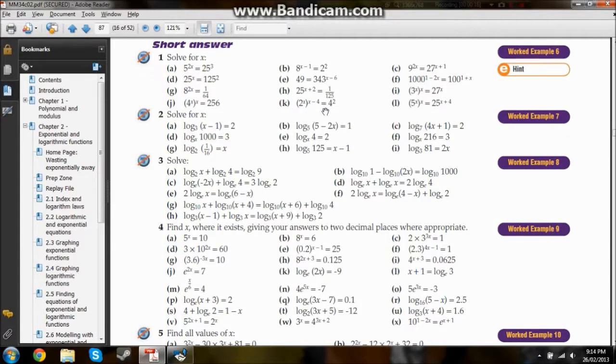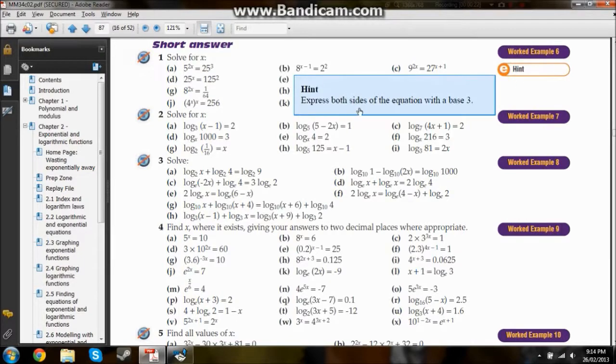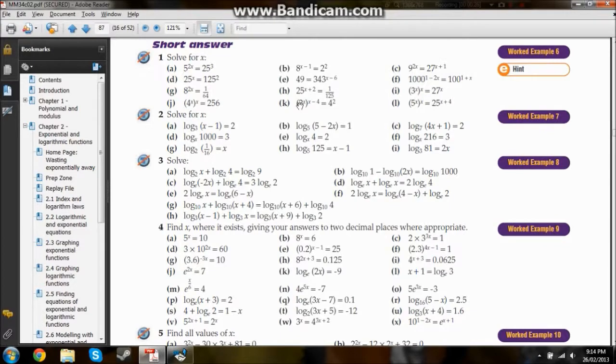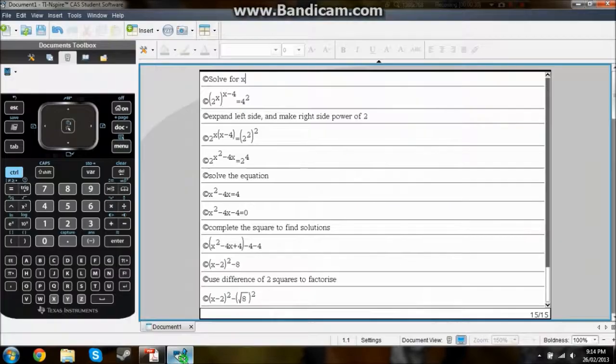What you need to do, or we can use the hint, is express both sides of the equation with the base of 3. So it's talking about that one. This one you have to express them both with a base of 2. So that's what I've done here. I've made it 2 squared squared, because 2 squared is 4, squared is 4 squared, and then this side I've left the same for the moment.